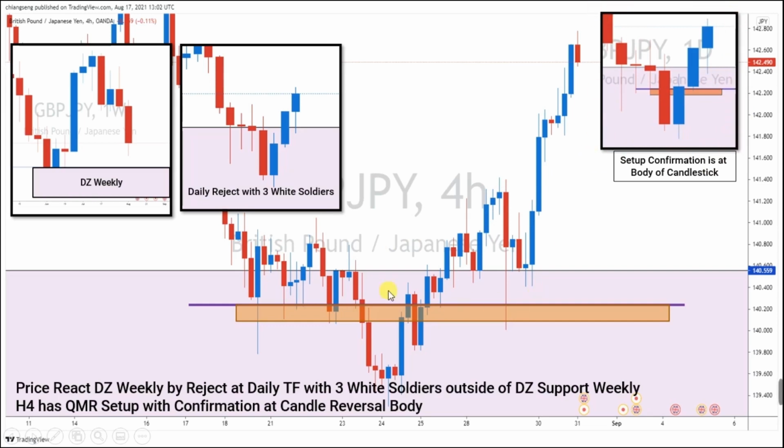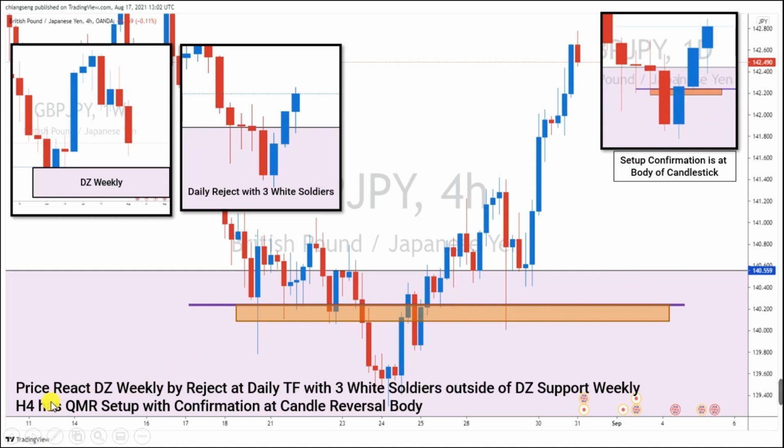So remember, guys, we have the main time frame for the setup with the QMR H4. We want to show that this price has reacted from the danger zone weekly of the support. Next, the price has shown confirmation of rejection with the 3 white soldiers on the daily time frame. QMR setup at the H4 time frame. I want to show that this QMR setup is at the confirmation at the body candle. So you have to show these 4 things in your assignment.